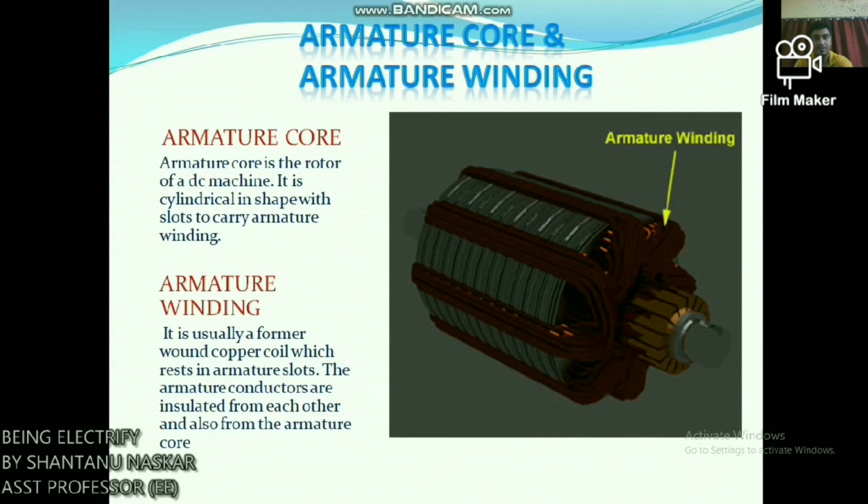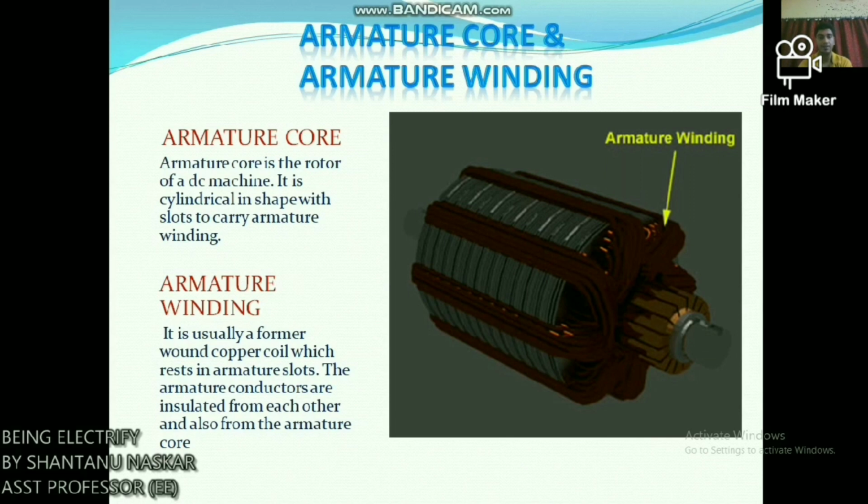Next is armature core and armature winding. Okay, so armature core is the rotor of a DC machine. It is cylindrical in shape with slots to carry armature winding. The armature is built up of thin laminated circular steel discs for reducing eddy current losses. It may be provided with air ducts for the axial airflow for cooling purposes. Armature is keyed to the shaft.